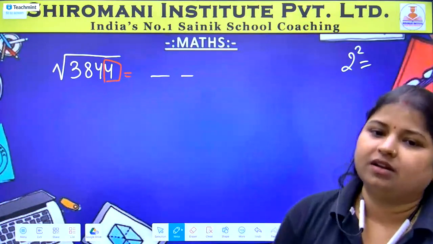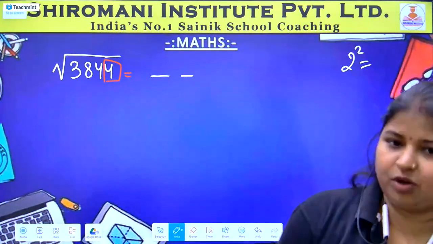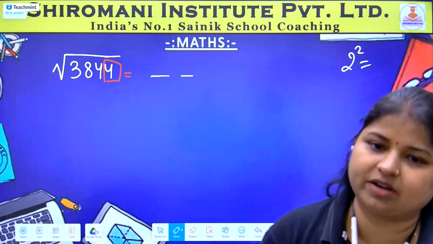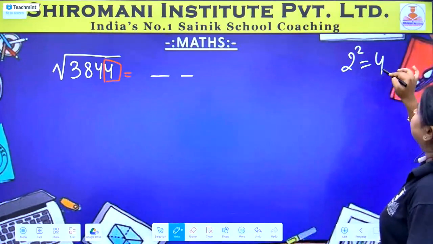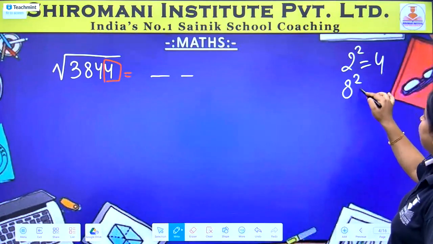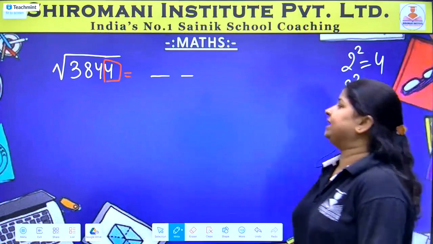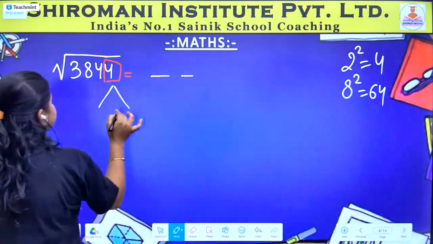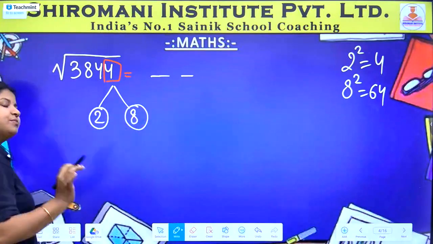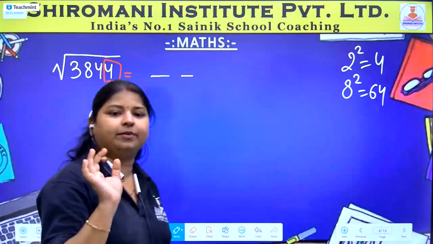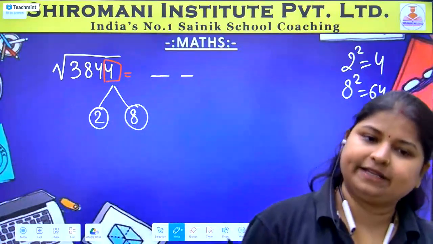I would really appreciate if you answer in the poll, because many students haven't understood it. So let me explain this, beta. I know that 2 ka square is 4 and 8 ka square is 64. That means my last digit is either 2 or 8. Unit digit will be either 2 or 8.